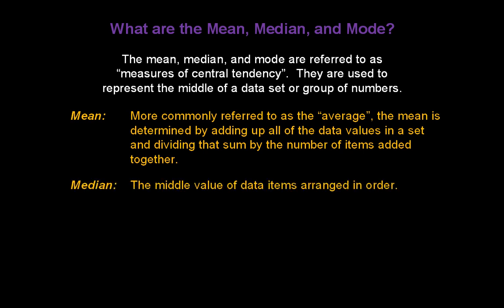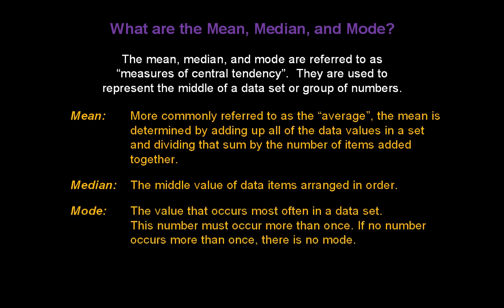The median is the middle value of data items once they're arranged in order. And the mode is the value that occurs most often in a data set. This number must occur more than once. If no number occurs more than once, there is no mode.